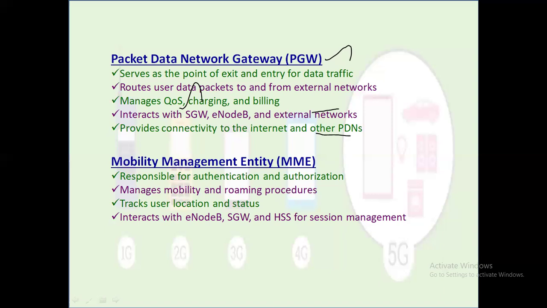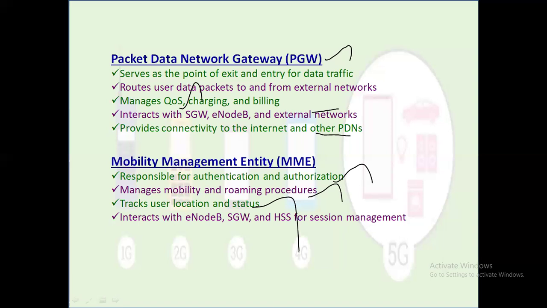And this MME is a core network element in 4G LTE architecture responsible for managing critical functions such as authentication and authorization. This is a very important function of MME, and mobility and roaming procedures and tracking user location and status. This is the main function of this MME, tracking, that is tracking the location and the status.